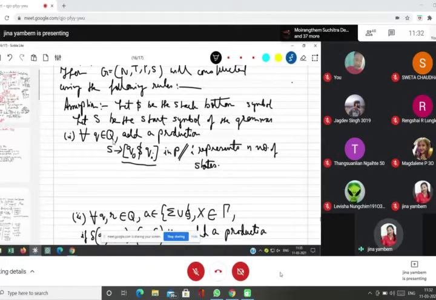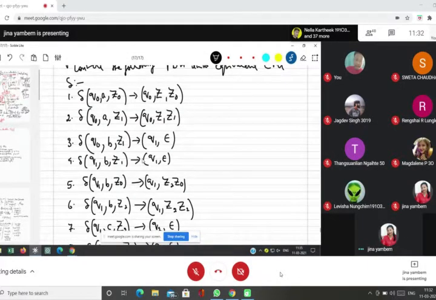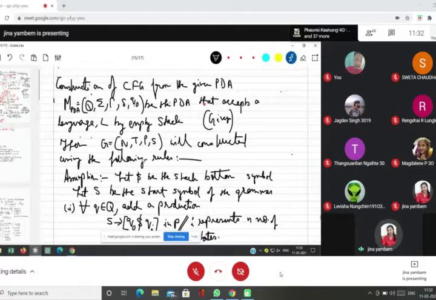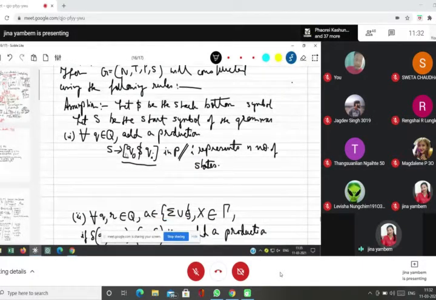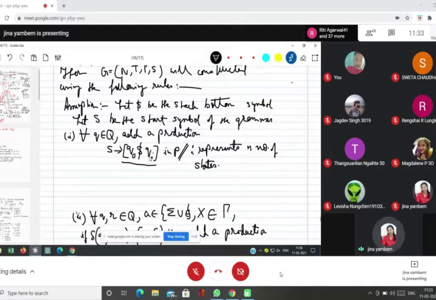In our case, how many states are there? Q0, Q1, Q2. So as per the rules, the first production rule has to be S replaceable by Q0 dollar QI. Here QI represents all the states provided to us in the pushdown automata, and dollar is the stack bottom symbol. In our case, I have assumed Z0 as the stack bottom symbol. So let me start inserting this format.